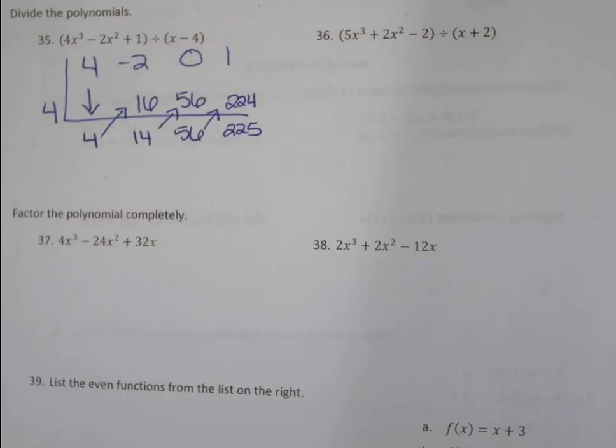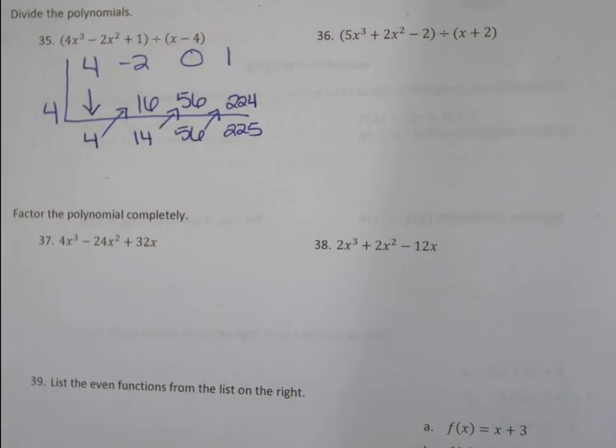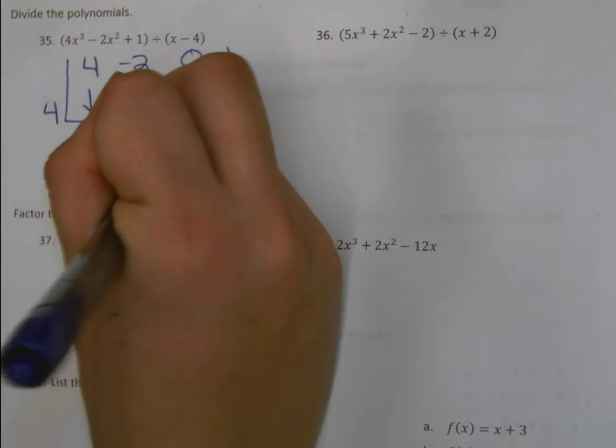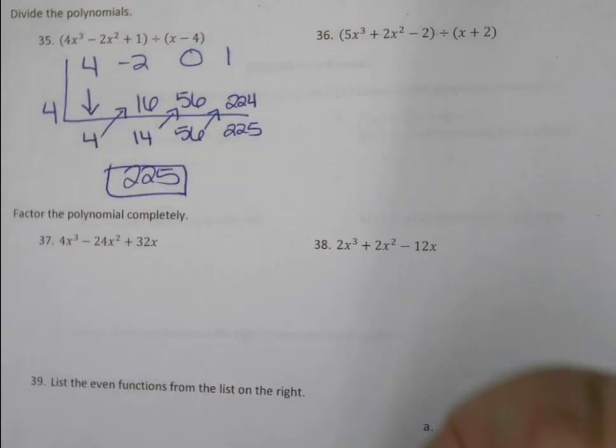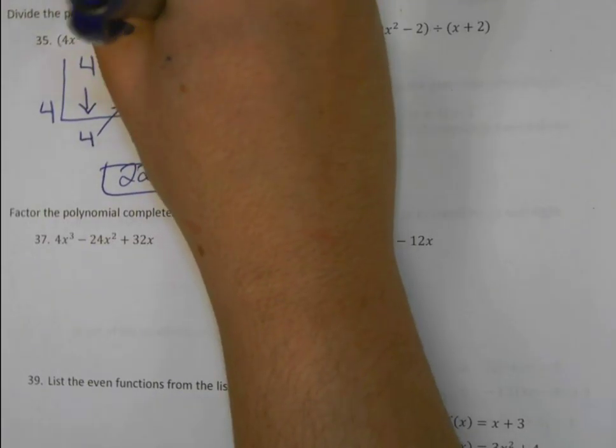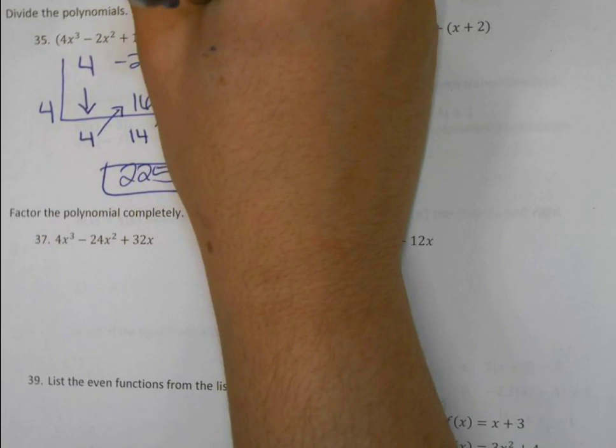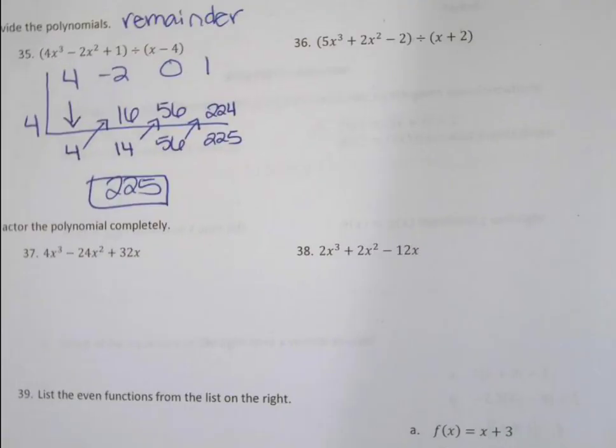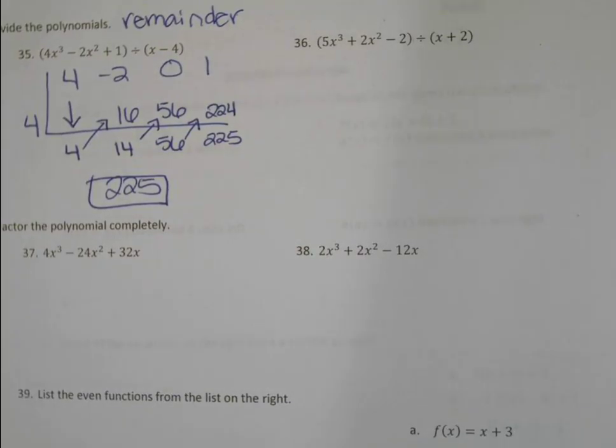225. I didn't say it on this problem, but I only care about the remainder, just like the final will only care about the remainder. So the answer here is 225. It would be over the x minus 4, but the question on the final only wants the top number. It won't let you type in a fraction. It only lets you put in a number. So it'll say something like integer answer only or something.